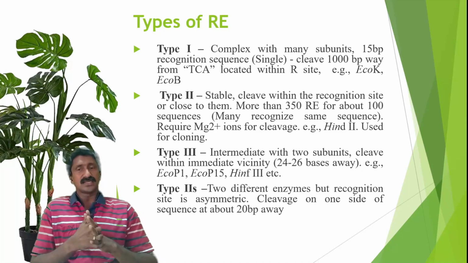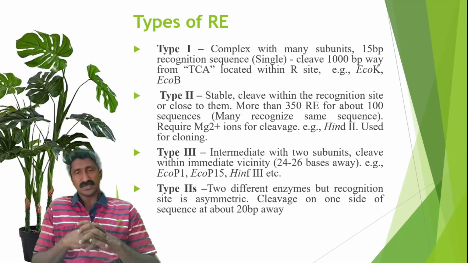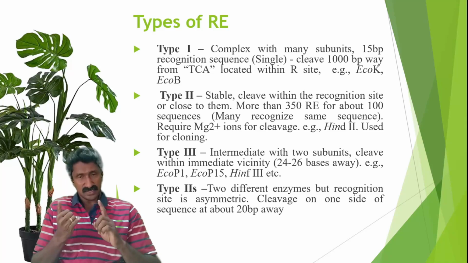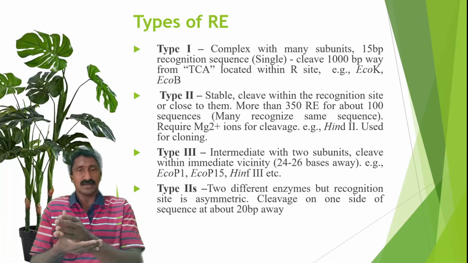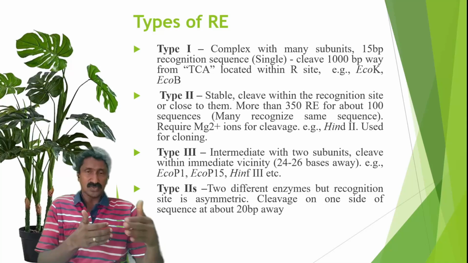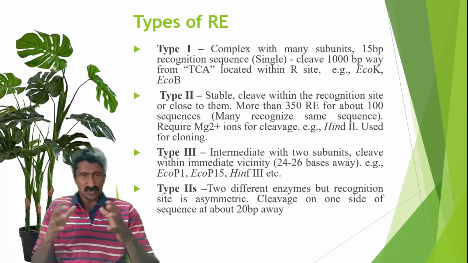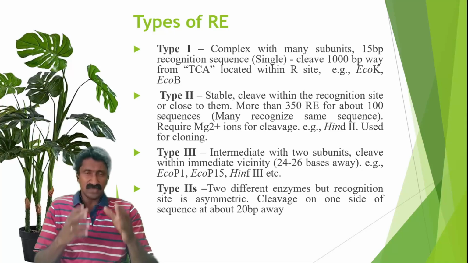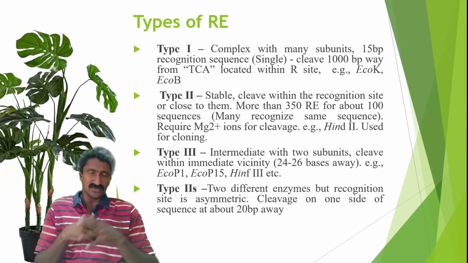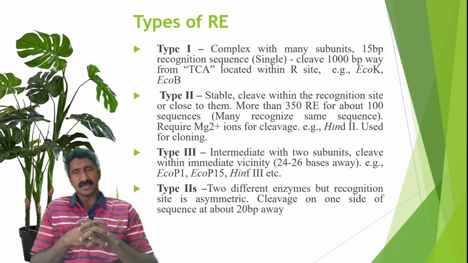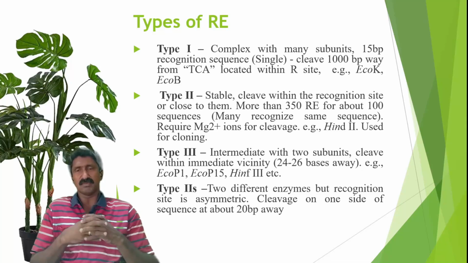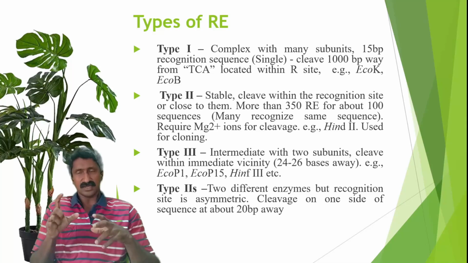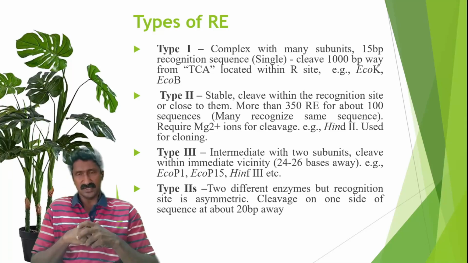Then type 3 is intermediate, with two subunits, and it cleaves in the immediate vicinity. It cleaves not in between the restriction site, but about 24 to 26 base pairs away. So the cleavage site is in the immediate vicinity. There are some examples like EcoP1, EcoP15, HinfIII. So these are some of the examples of restriction enzymes coming under the type 3 category.